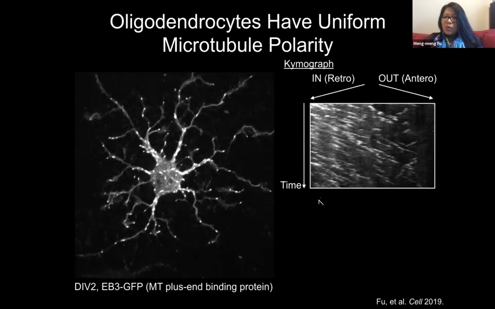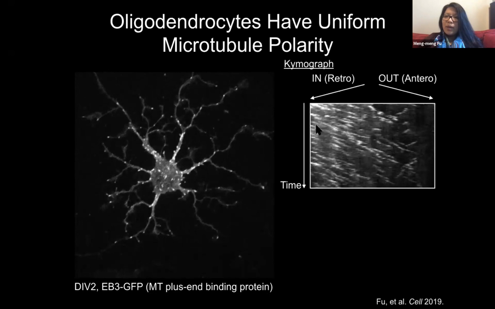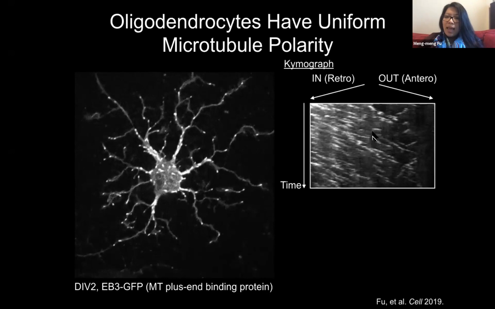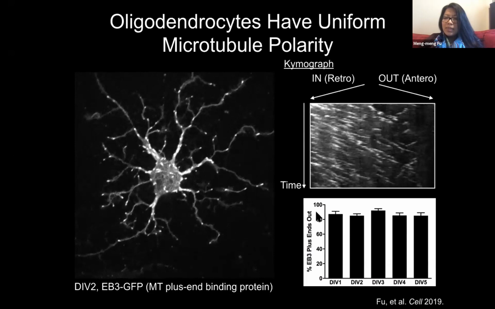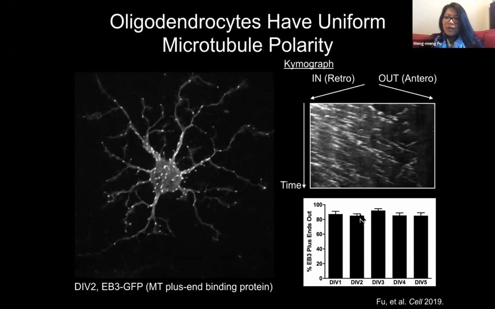And therefore, any diagonal line going in this direction would be a microtubule that's growing away from the cell body. And a line in this direction would be growing back toward the cell body. And quantifying across many different cultured time points and many cells, we see that these cells are consistently plus-end out, or in other words, the microtubules are consistently growing away from the cell body.